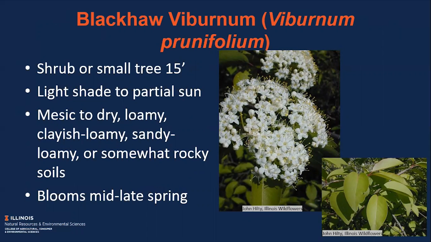Up next, we have the black haw viburnum. So this is a shrub or small tree growing up to 15 feet. Prefers light shade to partial sun and mesic to dry, loamy, clay loam, sandy loam, or somewhat rocky soils. So a pretty wide range of soils. It blooms mid to late spring. Has really nice flowers as you see there, and I think some attractive foliage as well.